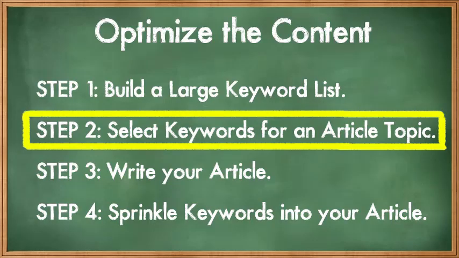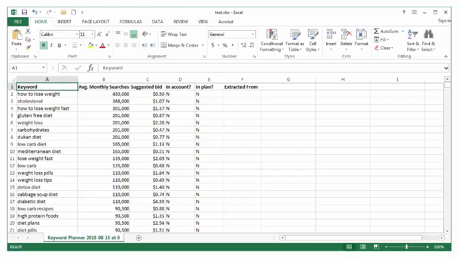Now, step 2, select keywords for an article topic. Once we've gathered a bunch of keywords into a long list, we need to select the keywords we're going to use on our website. We need to weed through our keyword list and select a logical cluster of keywords to use in the text of our article content. Often people will just open up their keyword list in a program like Microsoft Excel.